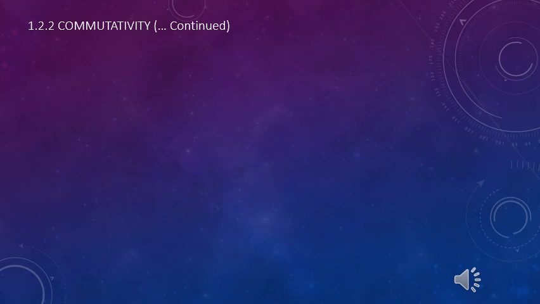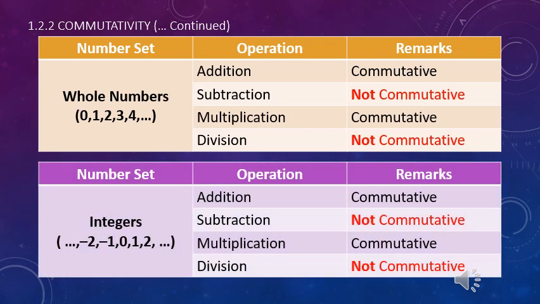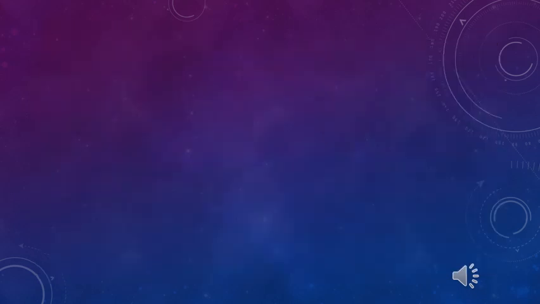Similarly, we conclude that for whole numbers, addition and multiplication are commutative, whereas subtraction and division are not commutative. Also, for integers, addition and multiplication are commutative, whereas subtraction and division are not commutative. Now, let us apply the understanding of commutativity on rational numbers.